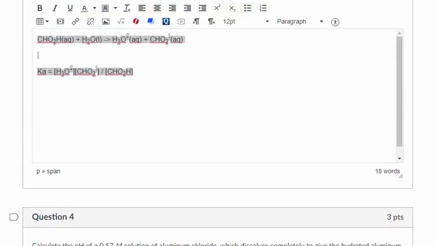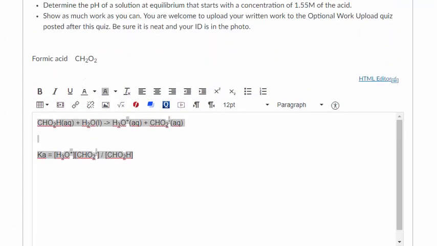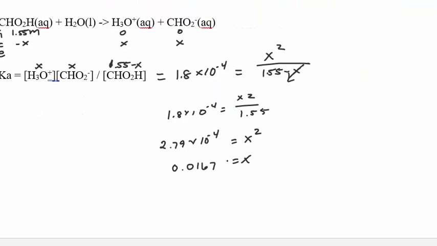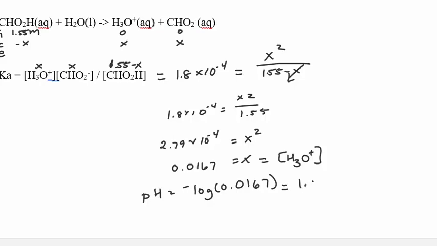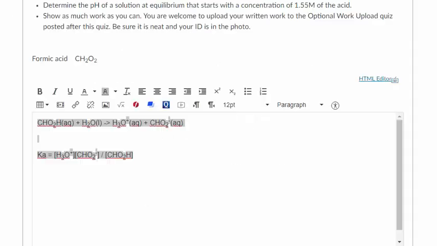Go back, double check what we're asked for. We're asked for the pH. So this is the hydronium ion concentration. In order to find the pH, I need to take the negative log of this concentration. Now I have more digits in my calculator, and I'm just going to leave them there. And so I get a pH value of 1.777.